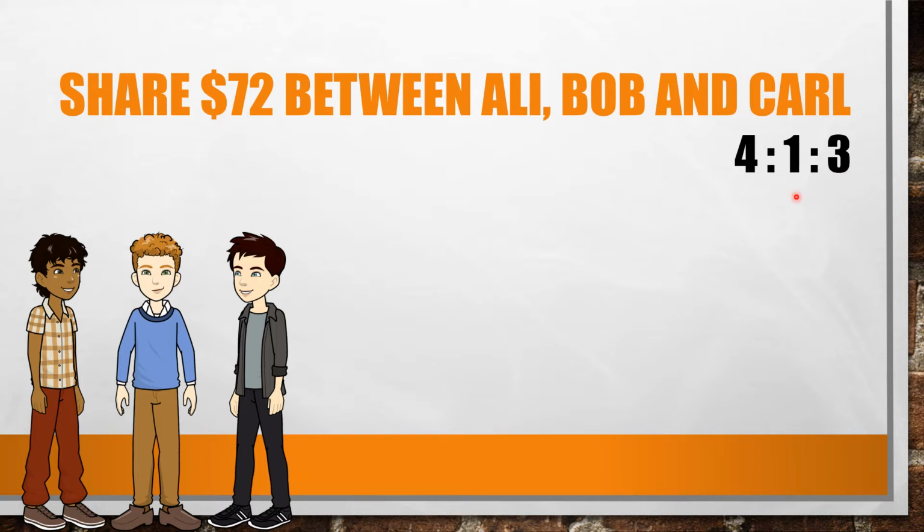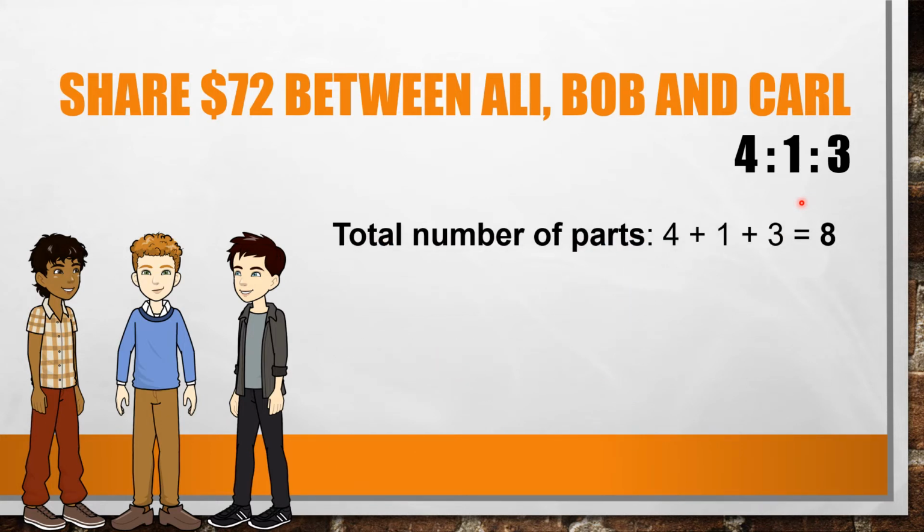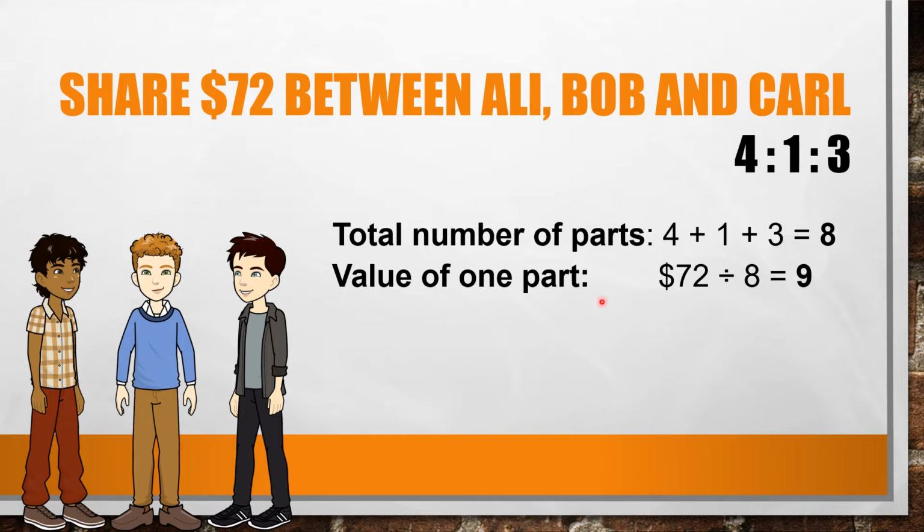So first we have to calculate the total number of parts. Now how are we going to do that? We just have to add all the numbers in the ratio and we get 8. Then we have to divide the amount that we have to share between these 3 boys by 8, so that we can find the value of 1 part, which is 9.